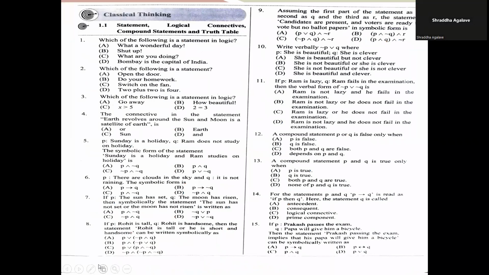These are some questions we'll discuss now. There are no answers. Can you see this? Yes, ma'am. Which of the following is a statement in logic? Come on, what is correct? First, Bombay is the capital of India. Mumbai is the capital of India. D option is wrong. So D is the correct option. Question marks and exclamatory sentences are not statements. So this statement is correct.